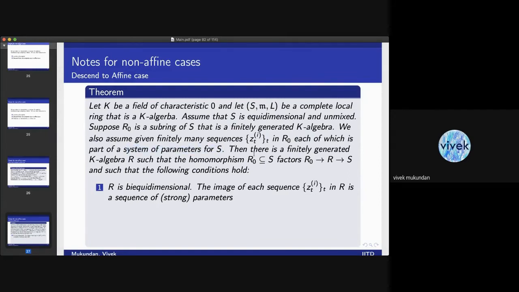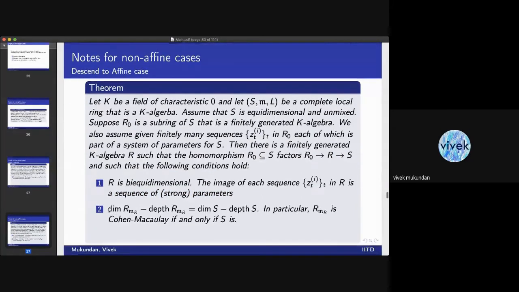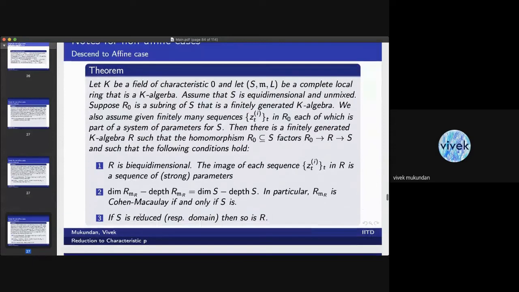Okay. Then there exists a finitely generated K-algebra R. This is the important part. So you have a finitely generated K-algebra R, such that this inclusion factors via R, and R has all the nice properties which S has. R is equidimensional. The image of these sequences also form a part of a system of parameters in R. And if the difference of the dimension and the depth of R equals the difference of the dimension and the depth of S, so in effect, if you know S is Cohen-Macaulay, then R is also Cohen-Macaulay. And if S is reduced or a domain, then so is R.